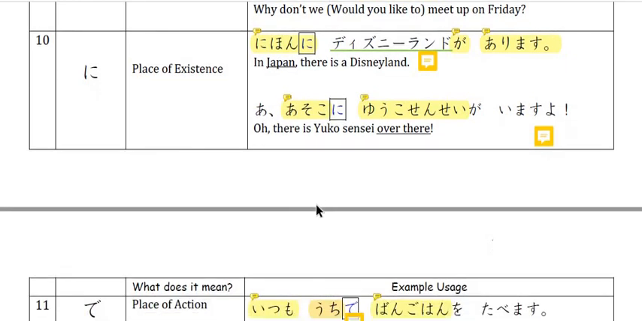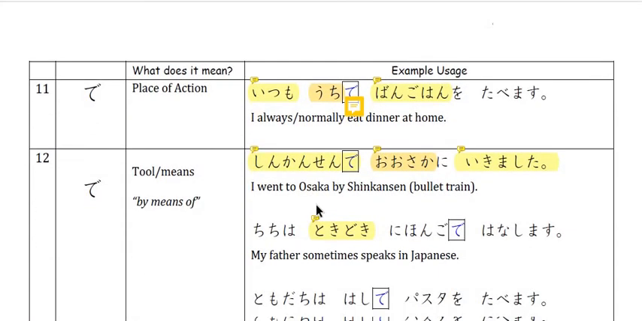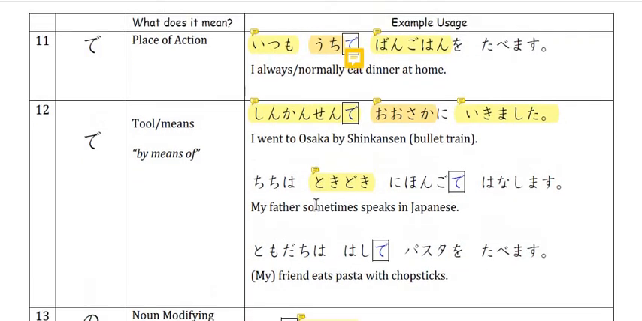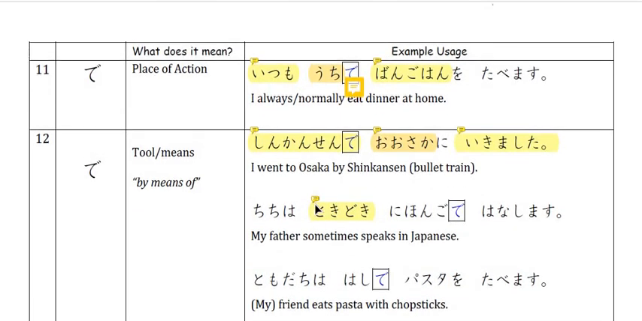Okay. Moving forward, the particle number 12. Okay, the particle de. This particle de marks the place of action. The place of action. Okay. So if you want to say that I eat dinner at home, the home is where your action of eating is being carried out, right? So that home is going to be marked by the particle de.